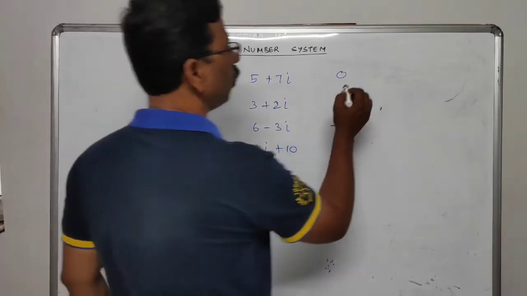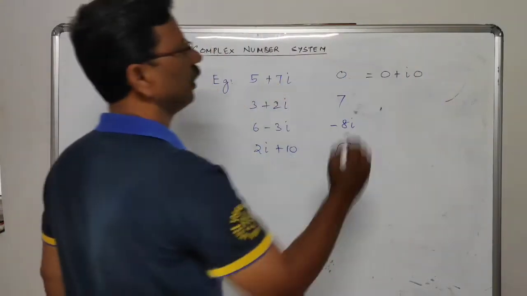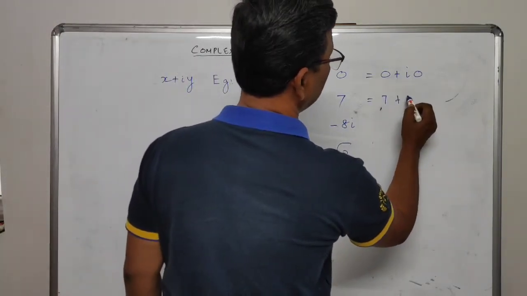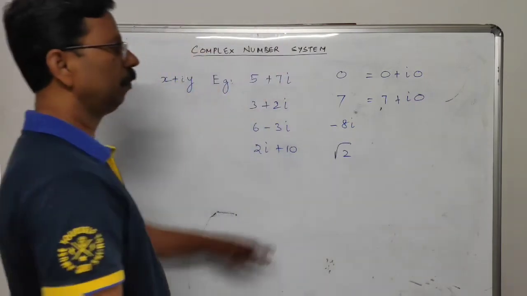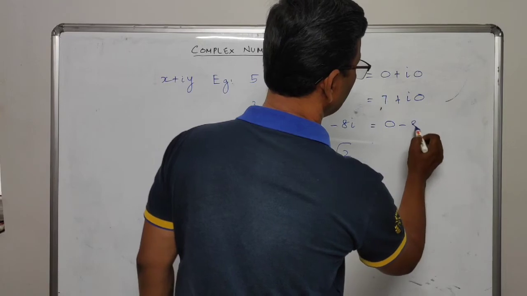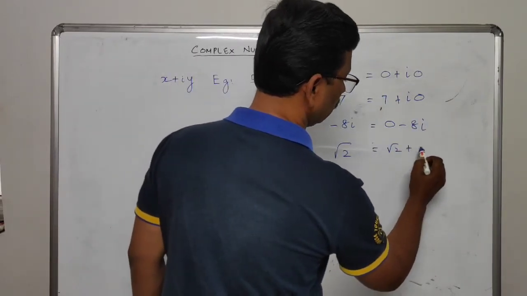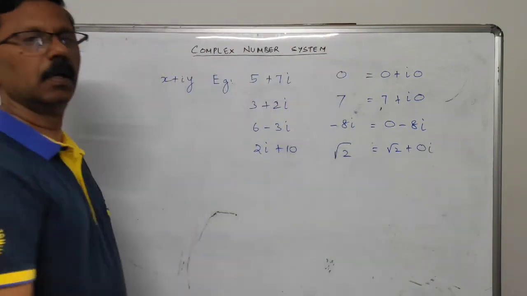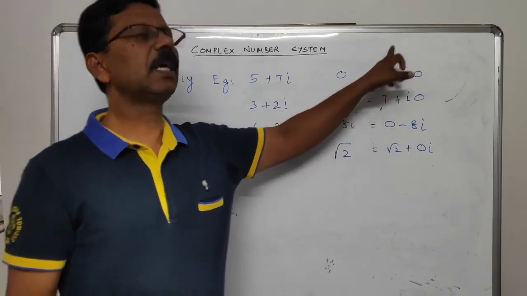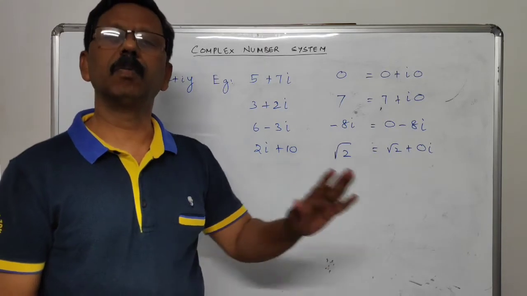See, this 0 can be written as 0 plus i0. Now this is a complex number. Here if you write 7, that can be 7 plus i into 0, 7 plus i0. This minus 8i can be written as 0 minus 8i. Now how do you write this? Root 2 plus 0i. Therefore, any number can be written as a complex number. Therefore, we can say all the numbers are complex numbers only.